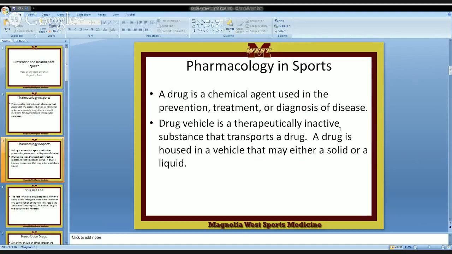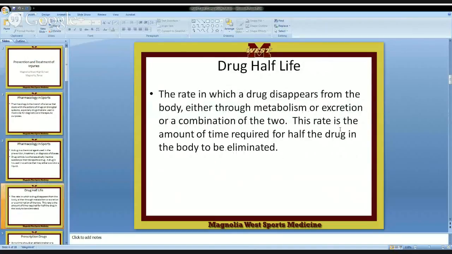So the drug vehicle is a chemical agent used in the prevention, treatment, or diagnosis that carries the drug itself to where it needs to be. Drug vehicle is a therapeutically inactive substance that transports the drug. A drug is housed in the vehicle, and it may be either a solid or a liquid. Actually, it probably can even be a gas, such as inhalers.